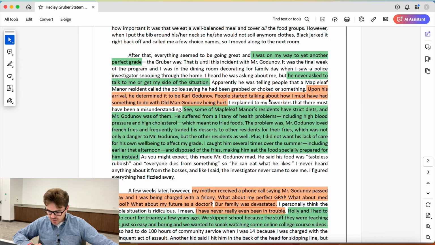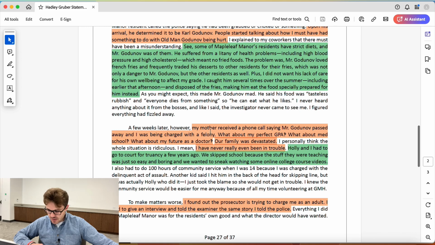Upon his arrival, he was determined to be Karl Goodenow, and people started talking about how I must have had something to do with old man Goodenow being hurt. So this is the witness realizing for the first time, oh no, this guy got hurt, he was strangled, and people were thinking that I did it.